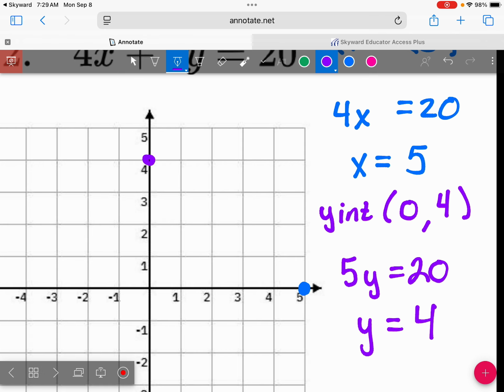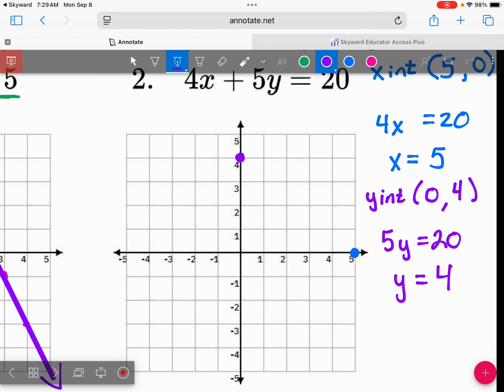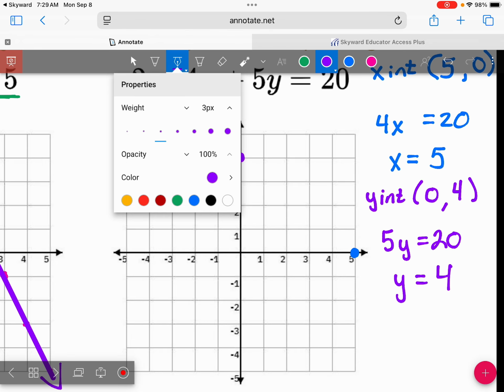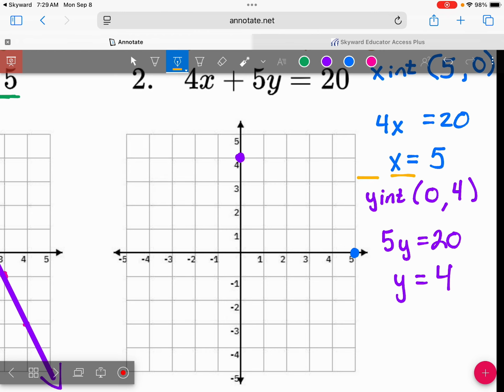So if you do it with your x and y-intercepts, it takes 2 separate points. If you solve this into slope-intercept form, that'll do the same thing. You just need to do something because we cannot freehand it from standard form. Remember to use your ruler, go through your points, like that.